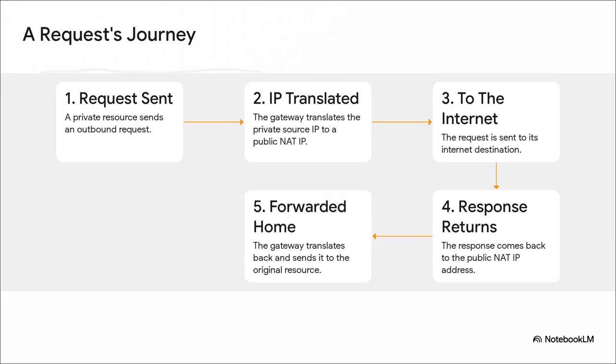So let's follow a request on its journey. It all starts with one of your private resources, say a VM, sending a request out to the internet. The Cloud NAT gateway sees this, and bam, it translates that private source IP into a public NAT IP. The request goes out, does its thing, and then the response comes back. But it comes back to that public NAT IP. The gateway is smart, though. It keeps a record so it knows exactly which private VM sent the original request. It then translates the address back and sends the response right where it needs to go. It's a perfect, seamless, and totally secure round trip.